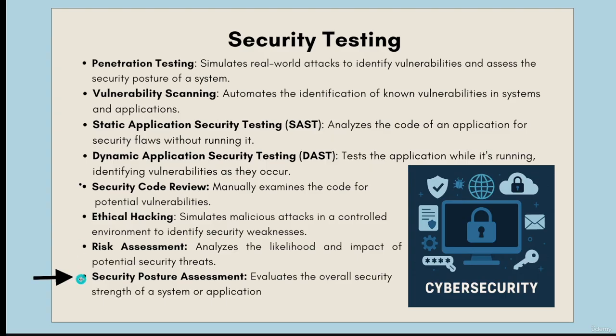Next, we have security posture assessment. This evaluates the overall security strength of a system or application. An example would be a consultant that uses CIS-CAT to benchmark a company's Windows servers against CIS security best practices, and it reports back with a score, highlighting areas of weak configuration and outdated policies.